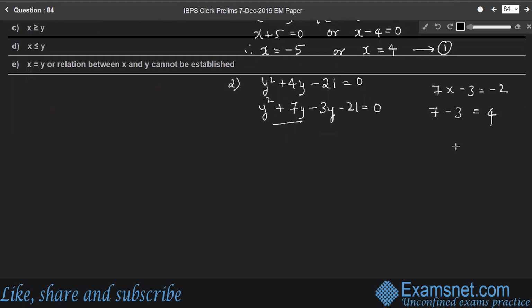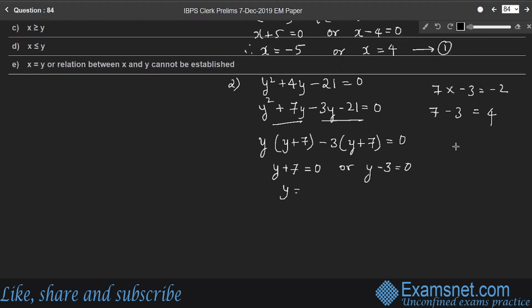Therefore, in the first two terms, y is common: y(y + 7). In the last two terms, -3 is common: -3(y + 7) = 0. So y + 7 = 0 or y - 3 = 0. So y is -7 or y is 3. Consider this as equation 2. Compare the values, right?